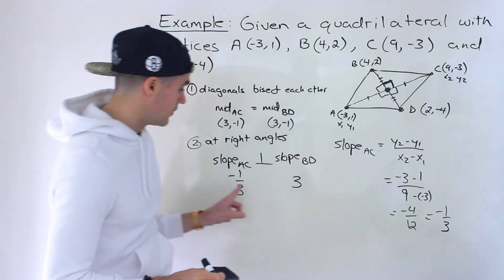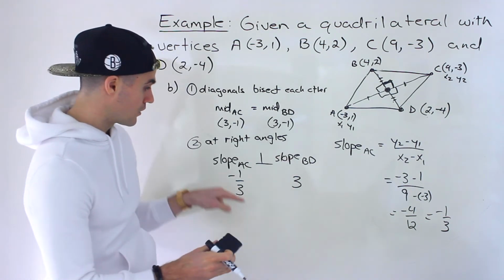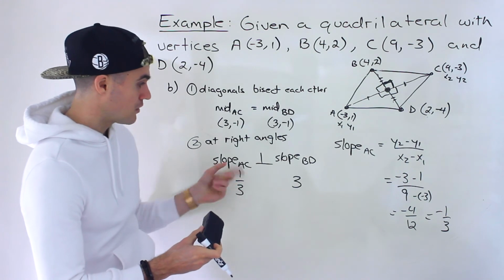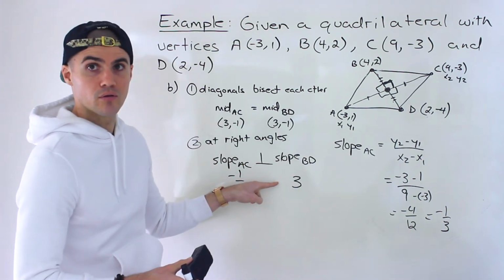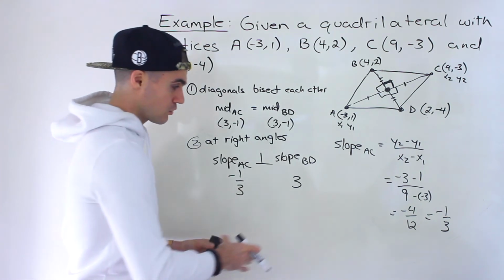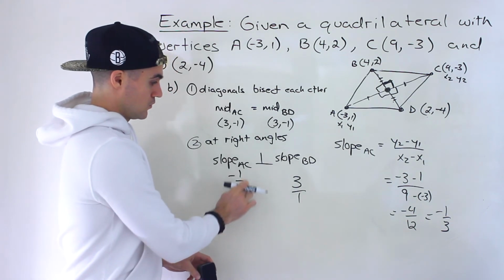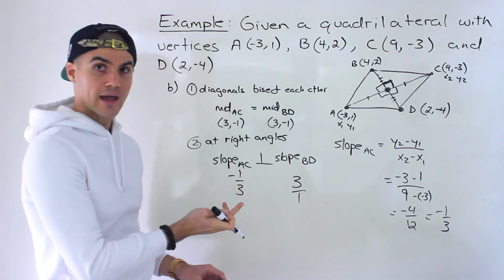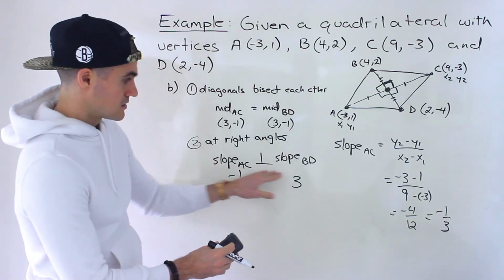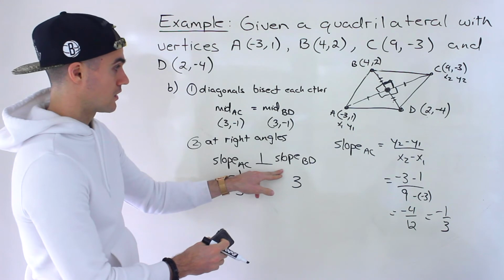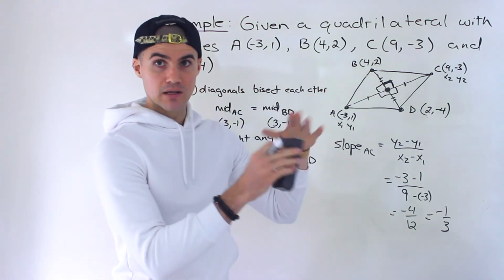Notice, indeed, this slope and this slope are negative reciprocals of one another. If we take this and flip it, it will be 3 over 1, which is just 3, and then we change the negative sign to a positive, we end up with a positive 3. Or if we take positive 3 over 1, flip it, and then change the sign, we end up with negative 1 over 3. So doing this work over here, we showed that the diagonals are perpendicular to each other.